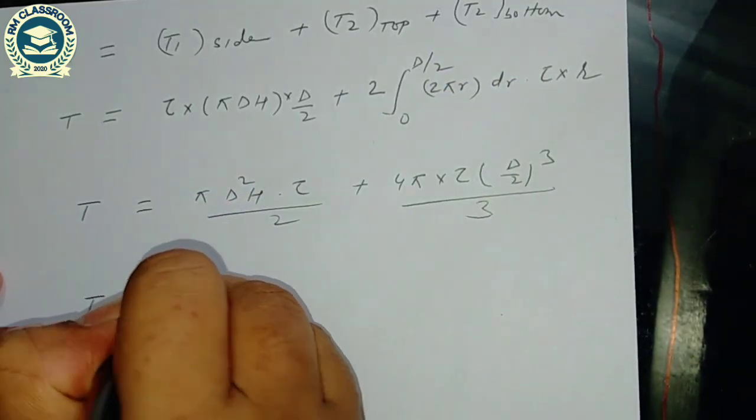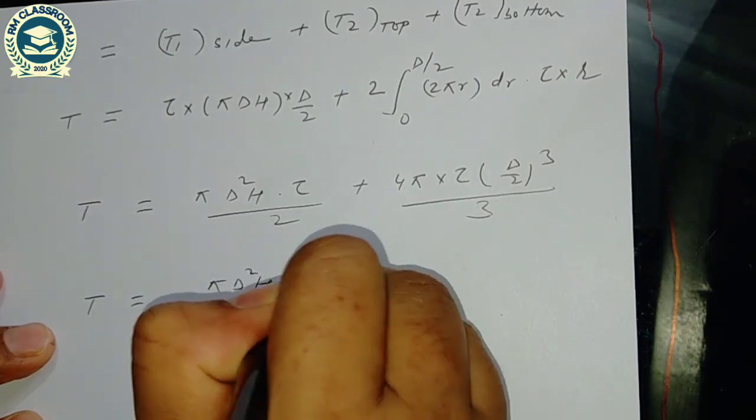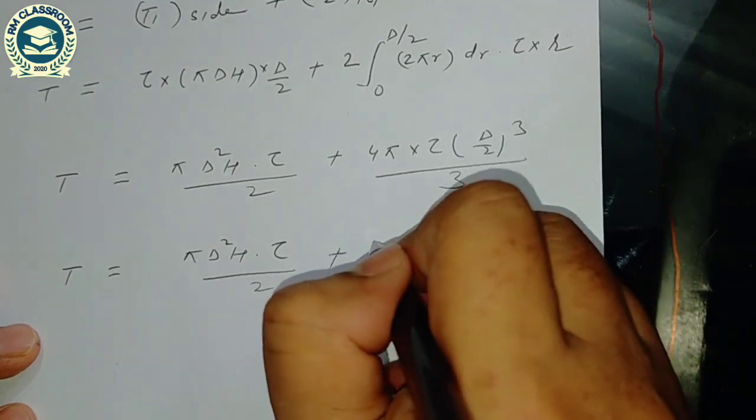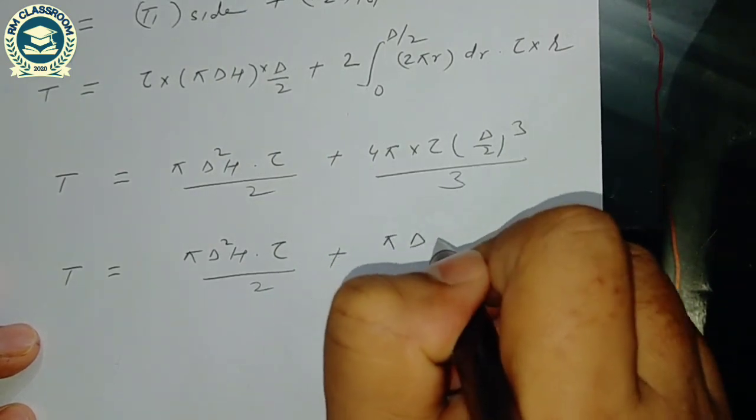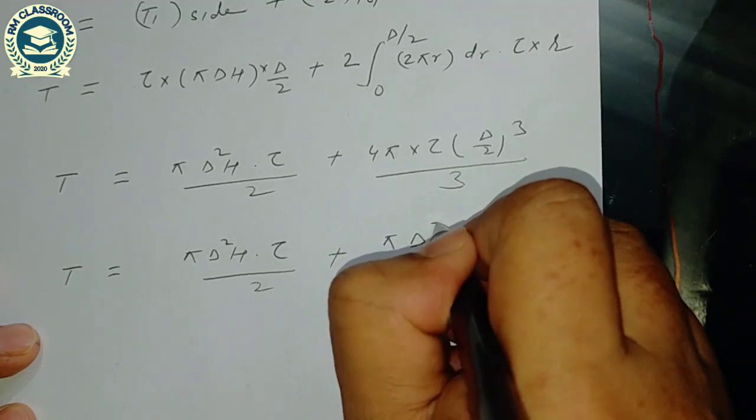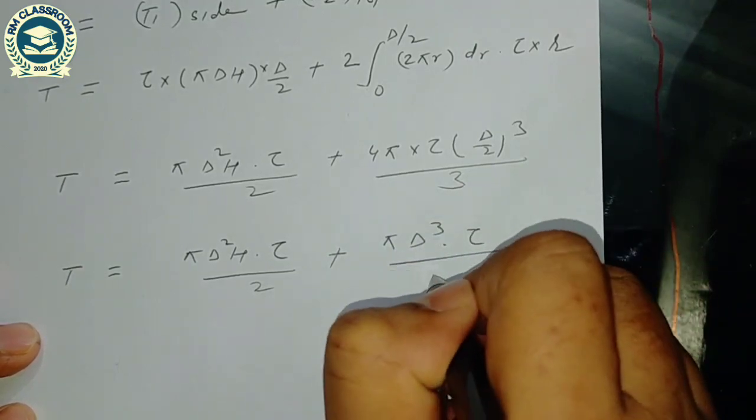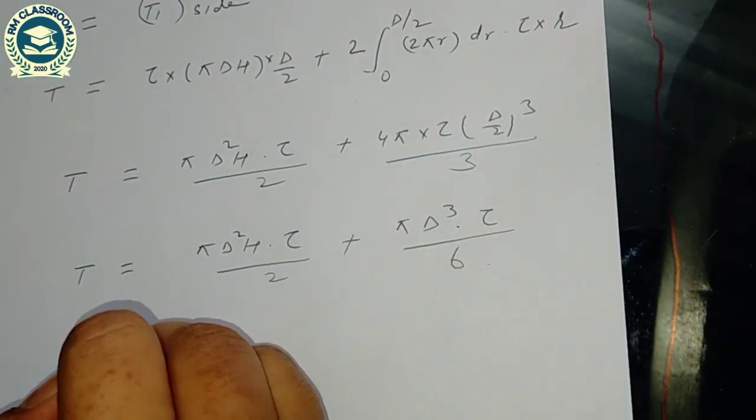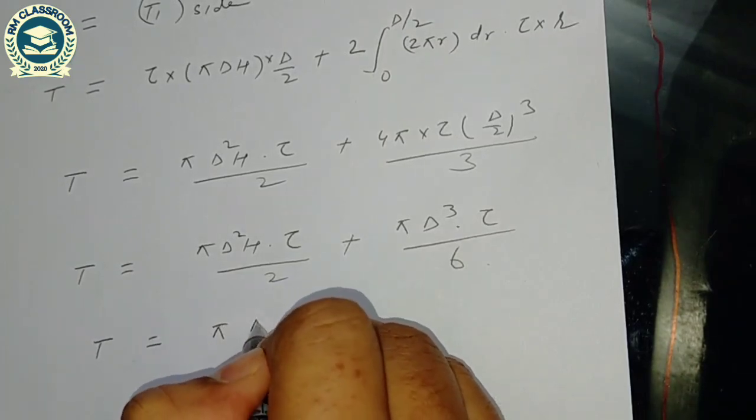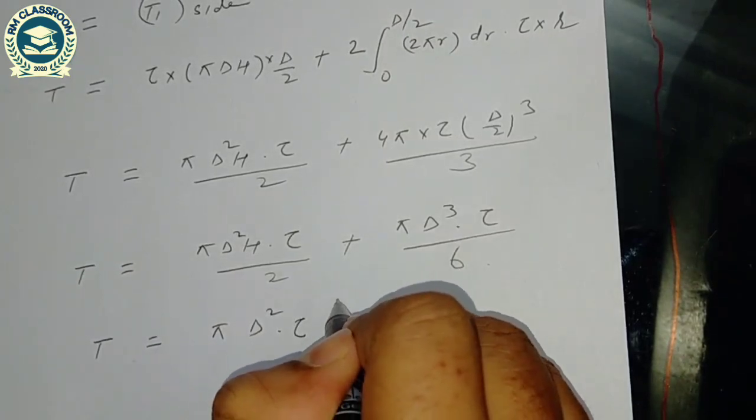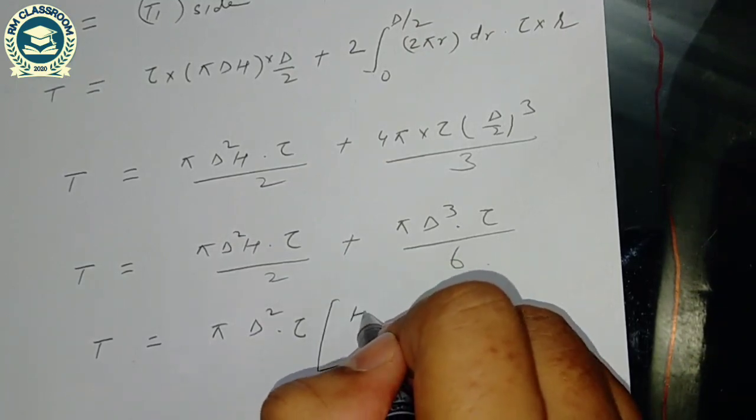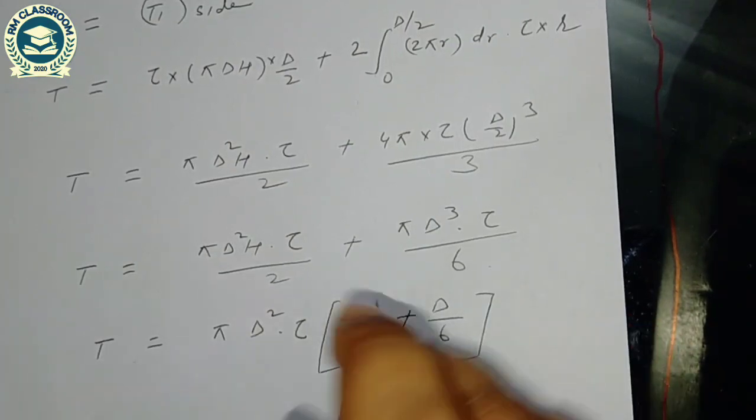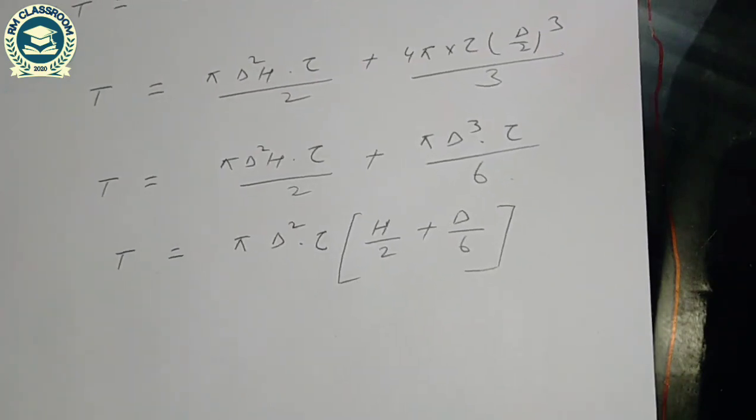So total torque is equal to pi d square h into tau by 2 plus, it can be written as, pi d cube into tau divided by 6. So total torque is equal to pi d square into tau, if I take common, h by 2 plus d by 6. So this is our total torque.